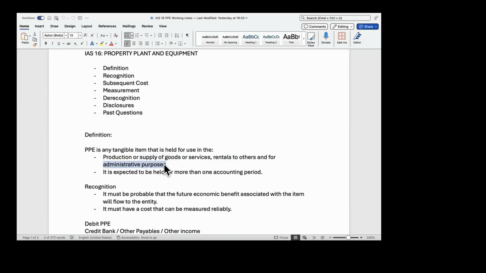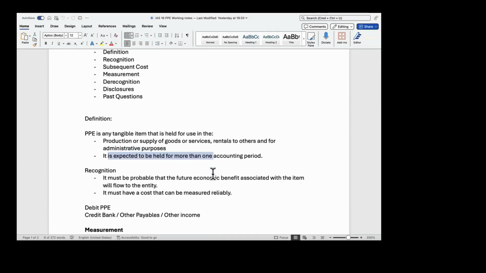We're talking about things like furniture and fittings, your air conditioner, your computer equipment, the fans in the office. All of these items are for administrative purposes. They are fundamentally PPE as well. And any item that fits into this use, you must use it for more than 1 year. If you are using it for less than 1 year, it is not PPE. It must be held for use for more than 1 year.